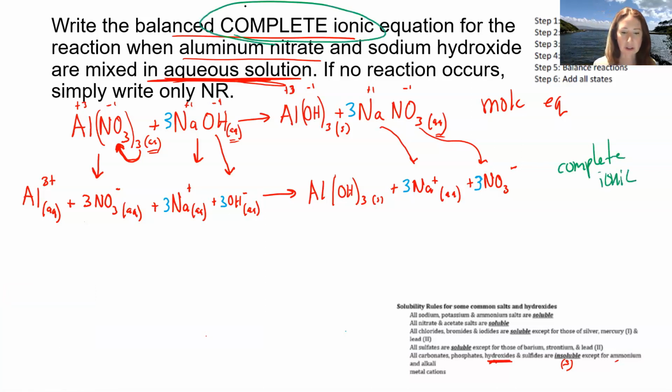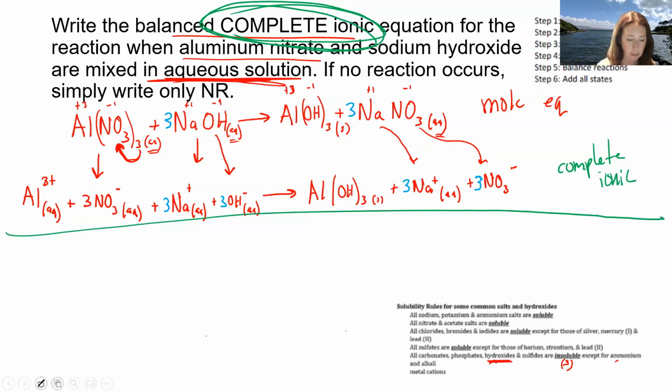So this is the answer for this question right here. Complete ionic means stop here. Where people go wrong on Chem 101 with this one, they forget the charges and they accidentally break this up. That's where the most issues happen.